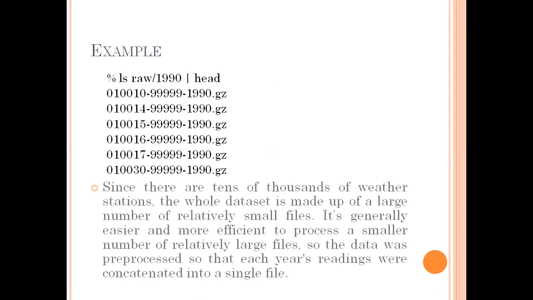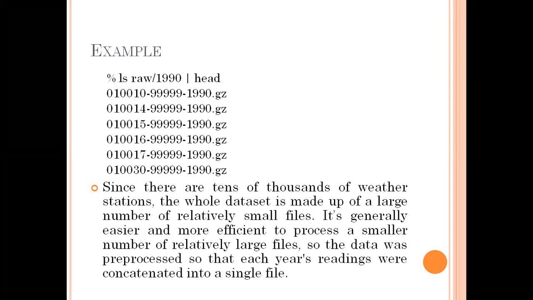Since there are tens of thousands of weather stations, we are covering the whole globe. Is there only one or two stations? No, we have tens of thousands of weather stations. The whole data set is made up of a large number of relatively small files. It is generally easier and more efficient to process a smaller number of large files.